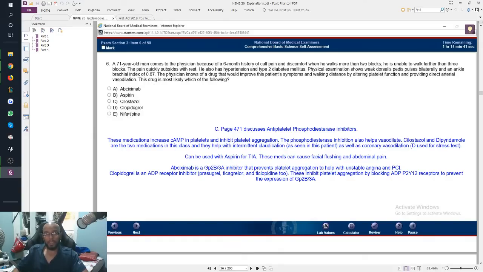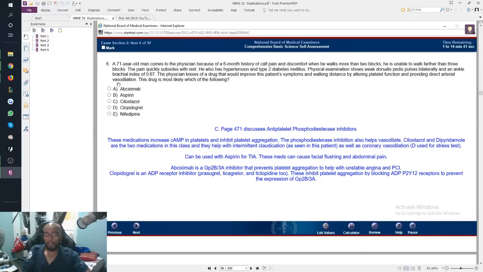So you look at all the medications and you think of which one of these can really cause vasodilation, and then you want to pick the one that also has something to do with platelets. So you look at abciximab. Abciximab, you have to remember the 6, 2 times 3 is 6. It's a GP2B3A inhibitor, right? So that's not something that's going to cause vasodilation. It does affect platelets, but it's not going to cause vasodilation. You don't pick A. You look at B, aspirin. Yes, aspirin gets rid of platelets, but it's not going to help with vasodilation.